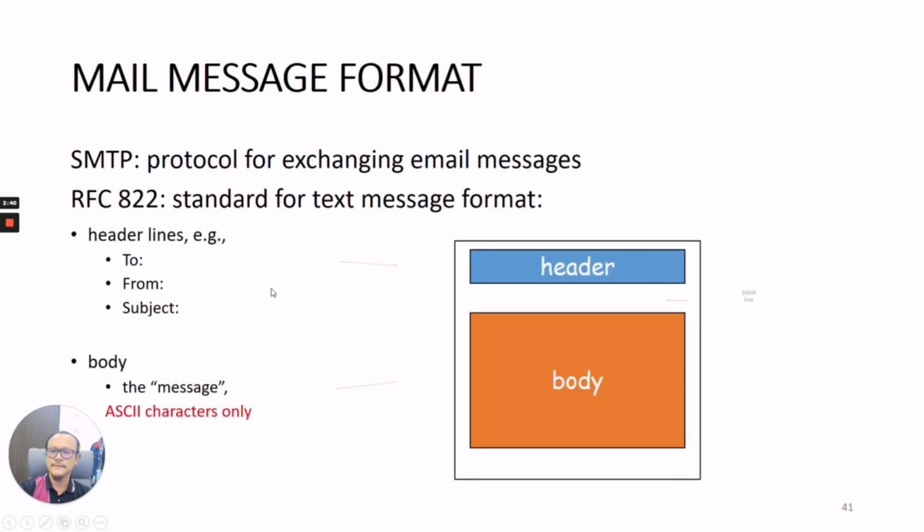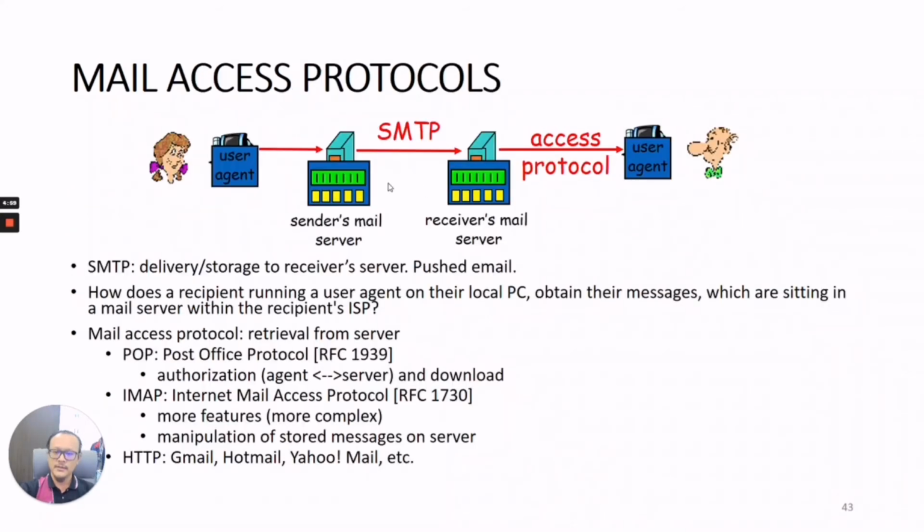Okay, so this is the general mail message format. Basically there are a header and a body. The header usually contains the destination, the source, and also the subject, and the body is the message, in ASCII characters only. To send information from the sender's mail server to the receiver's mail server, we use SMTP. How about the user getting or reading the mail from the mail server?